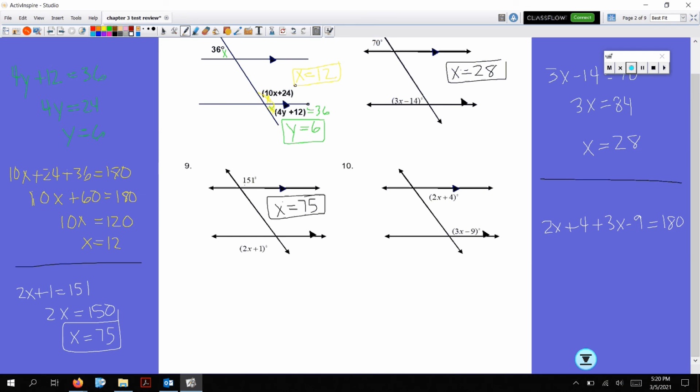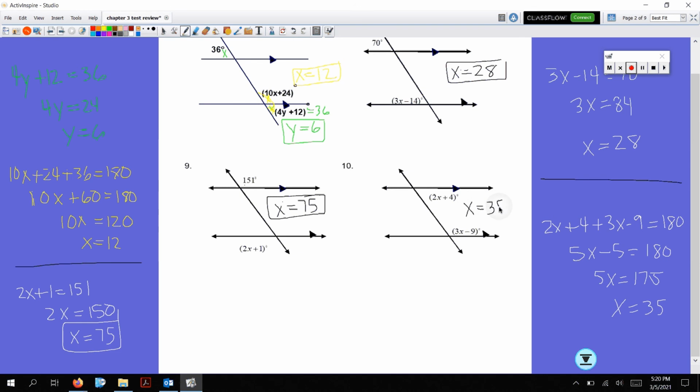Combine like terms on the left side, so 2 and 3 make 5x. 4 and negative 9 make negative 5 equals 180. Add 5 to both sides and get 5x equals 175. Divide 175 by 5. And I get x is equal to 35. I'm going to record my answer right here. X is equal to 35.